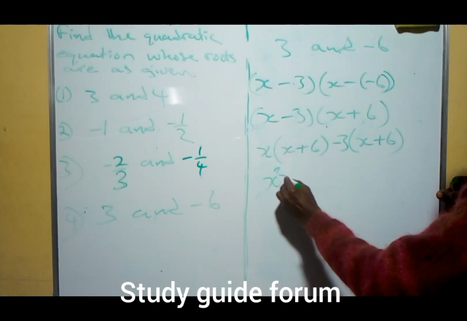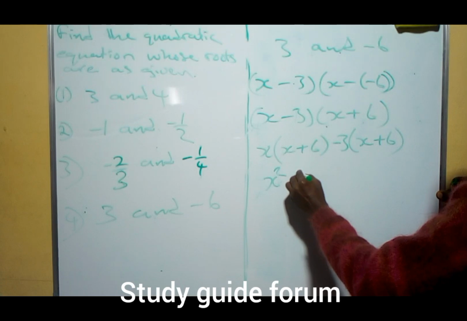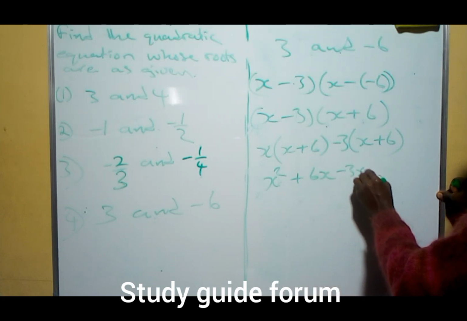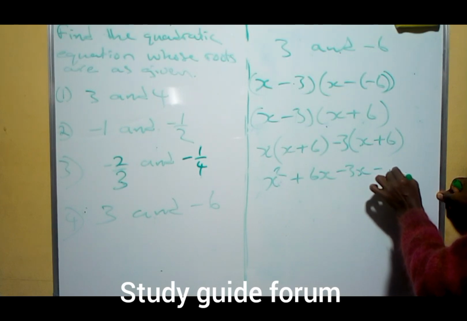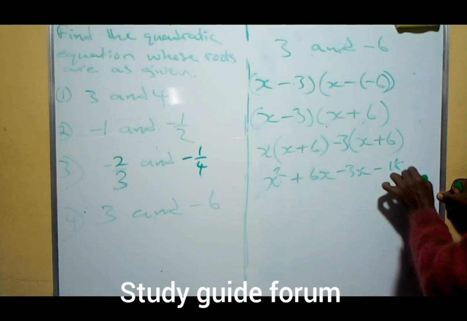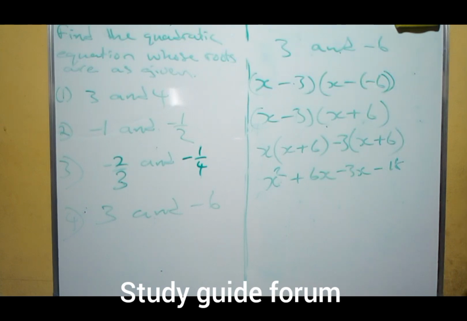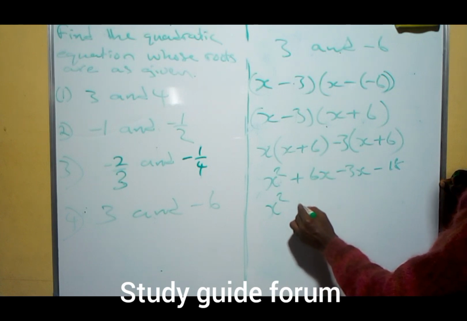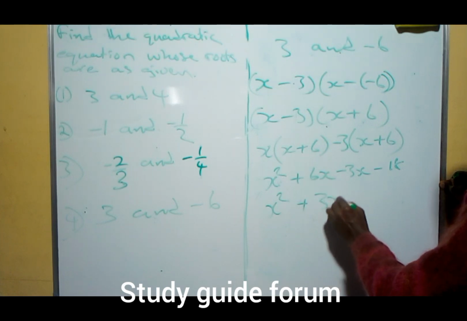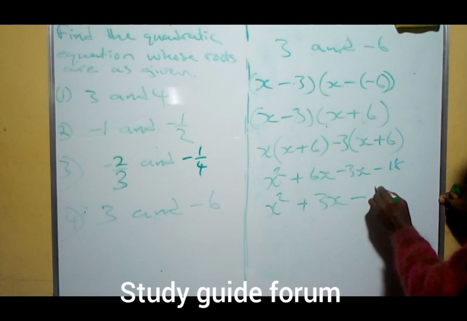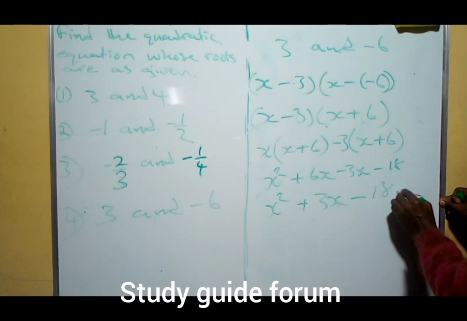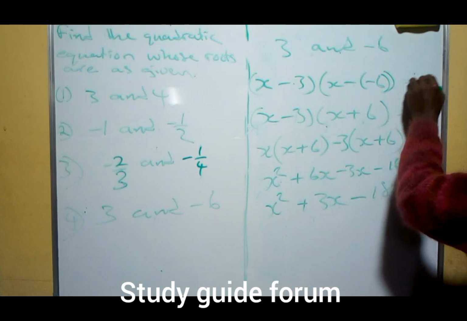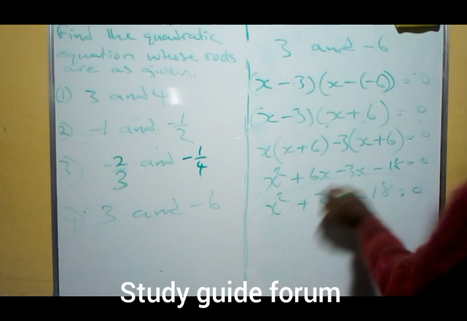This will give us x squared, 6x minus 3x, minus 18. These two will give us plus 3x and then minus 18 equal to 0. All equal to 0. That's the final answer for the last one.